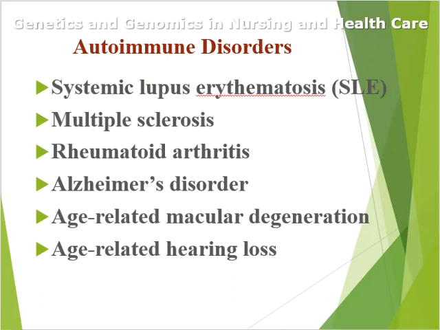Okay, autoimmune disorders. Systemic lupus erythematosus, or SLE, multiple sclerosis, rheumatoid arthritis, Alzheimer's disorder, age-related macular degeneration, and age-related hearing loss. All right, so we all know that there's a genetic predisposition, and then again, that environmental component or trigger, most commonly being a virus, that triggers these autoimmune disorders to express their phenotype, or manifest into the full disorder once there's been an environmental trigger.